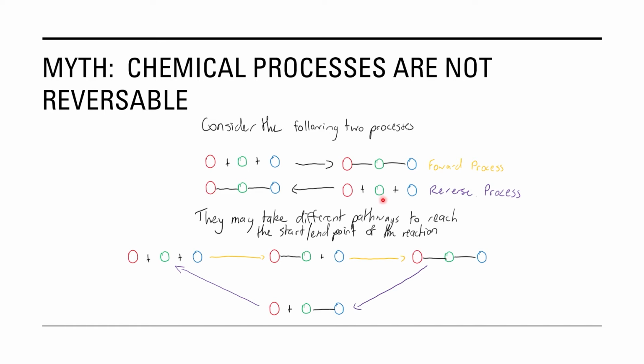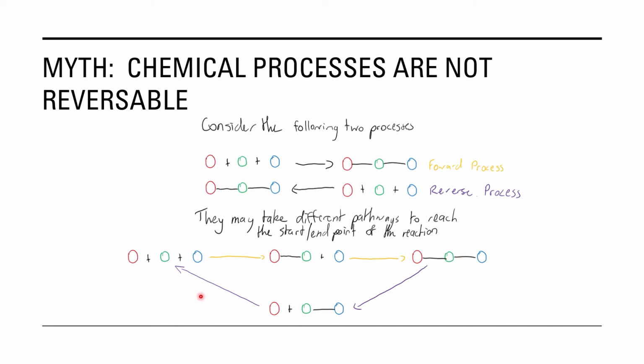And what I've highlighted is that you can have different pathways to reach the start and the end point. So the starting point of the forward process being our 3 atoms, the end point being the molecule at the end. And the way that I've shown the forward process is that this intermediate step shows the formation of a red-green molecule, and that the blue atom forms on the molecule afterwards. So that's a multi-step process.